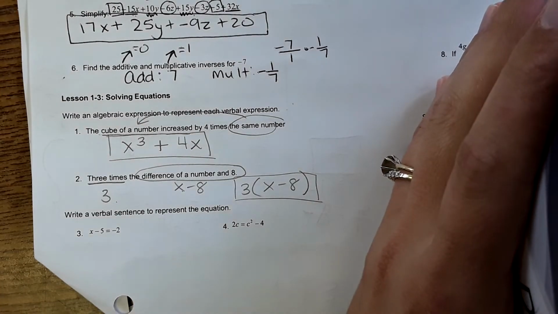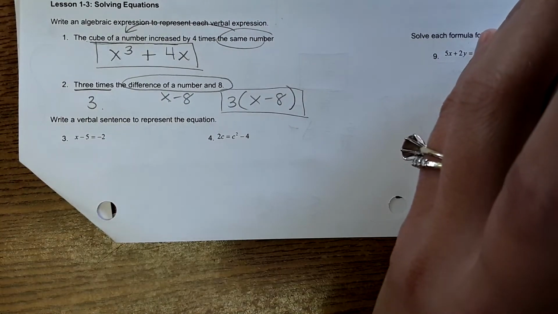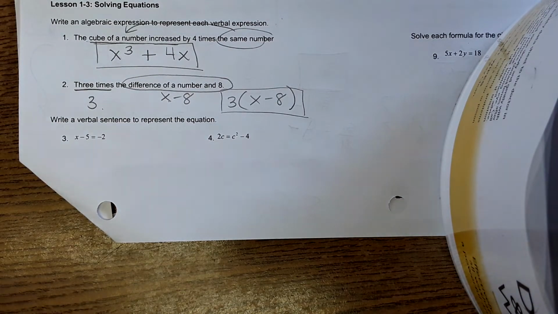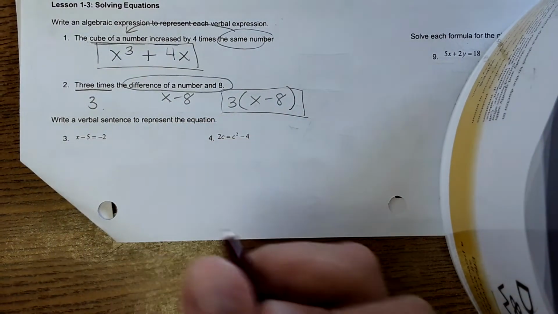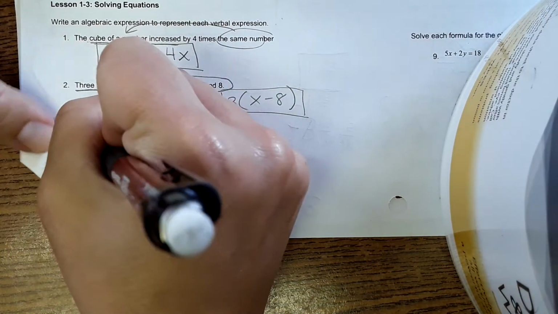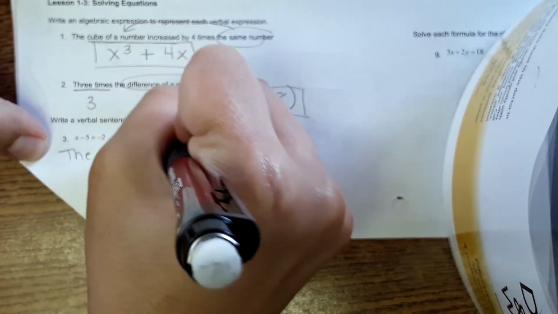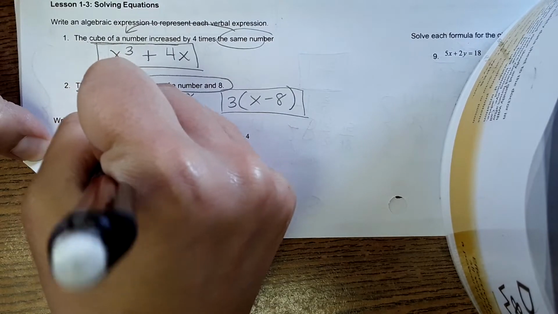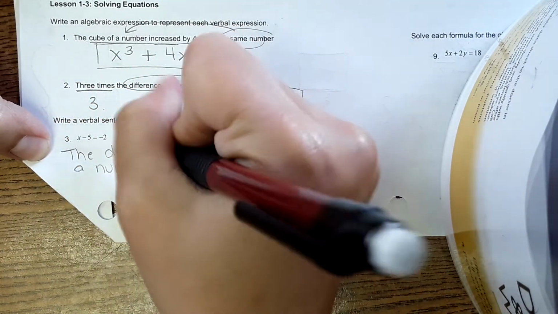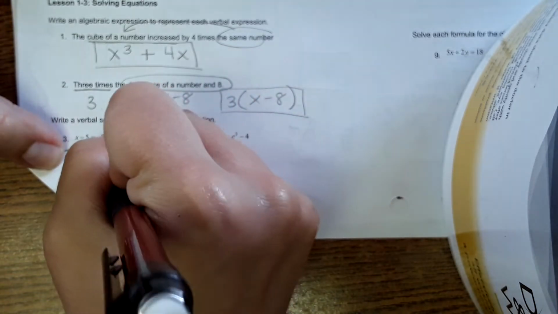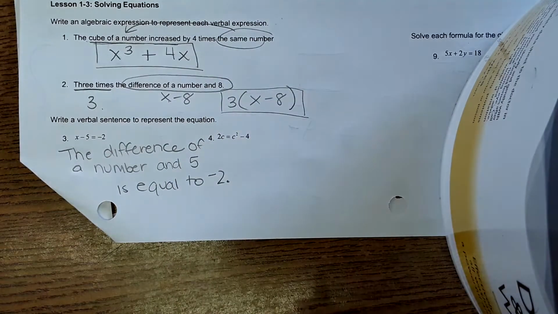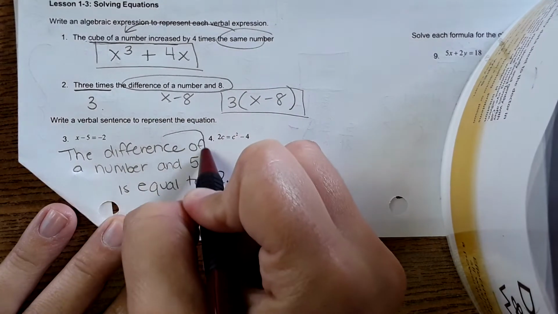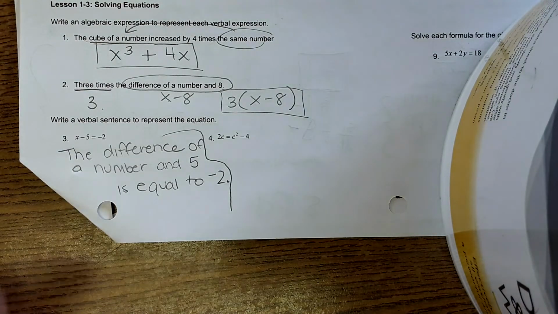Okay, now for 3 and 4, we're going to work backwards. Now we're going to write a verbal sentence to represent the equation. Here we have x minus 5 equals negative 2. There's different ways that you could write this. The one we're going to write down is the difference of a number and 5 is equal to negative 2. The difference of a number and 5 is equal to negative 2.